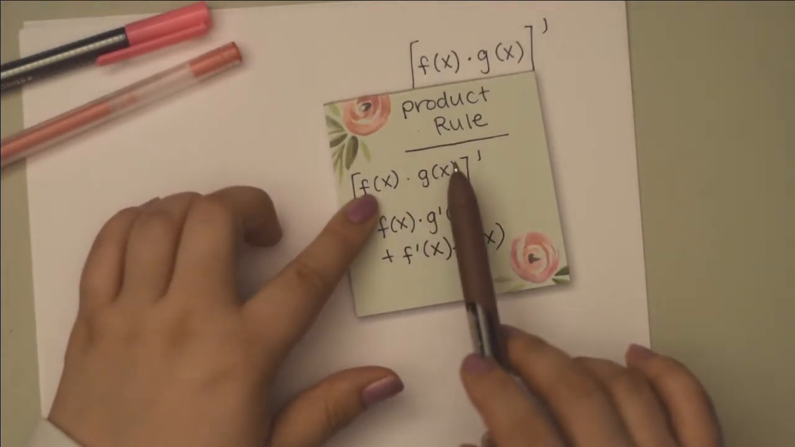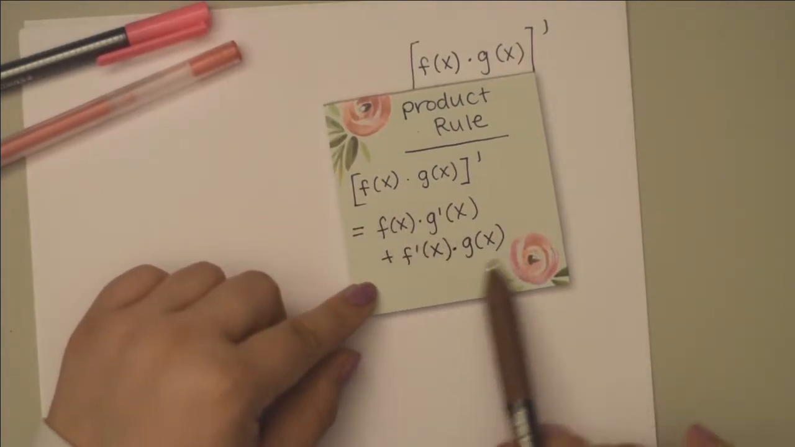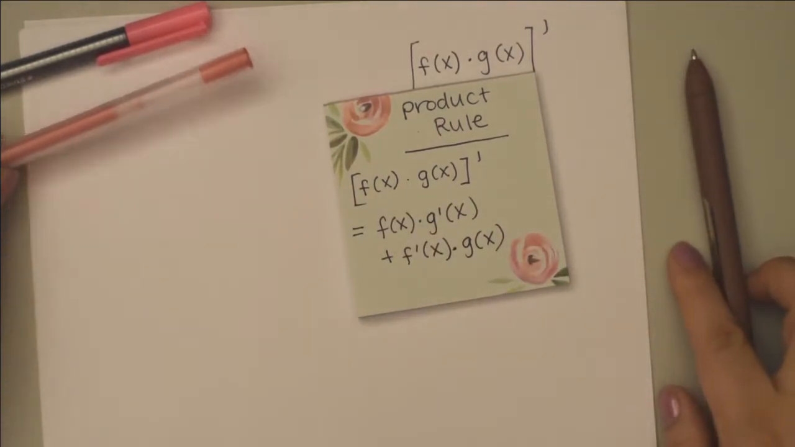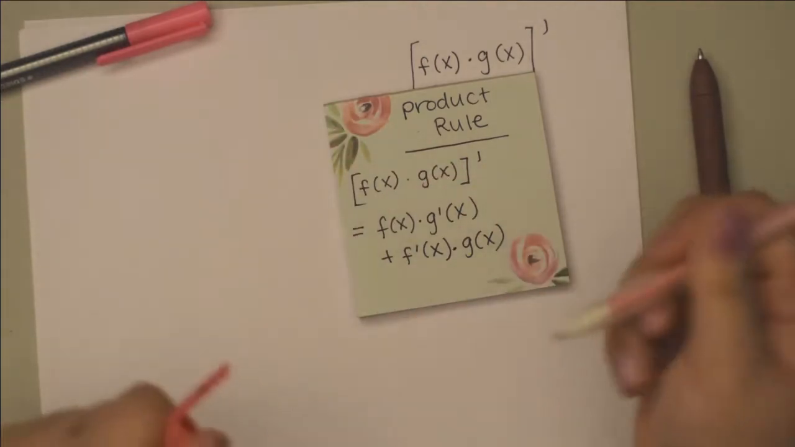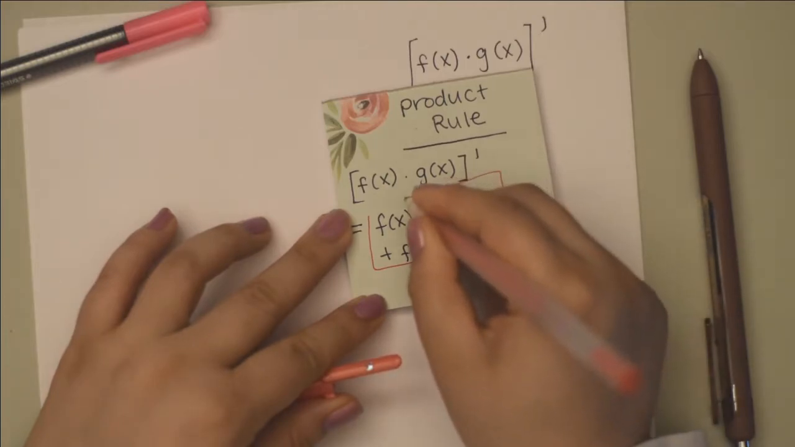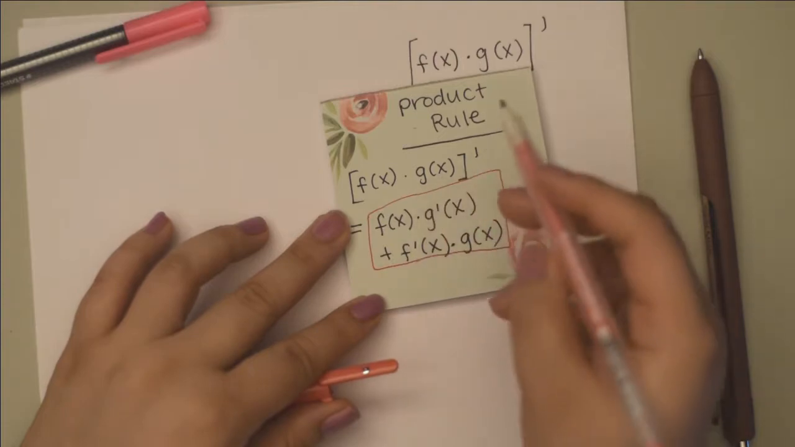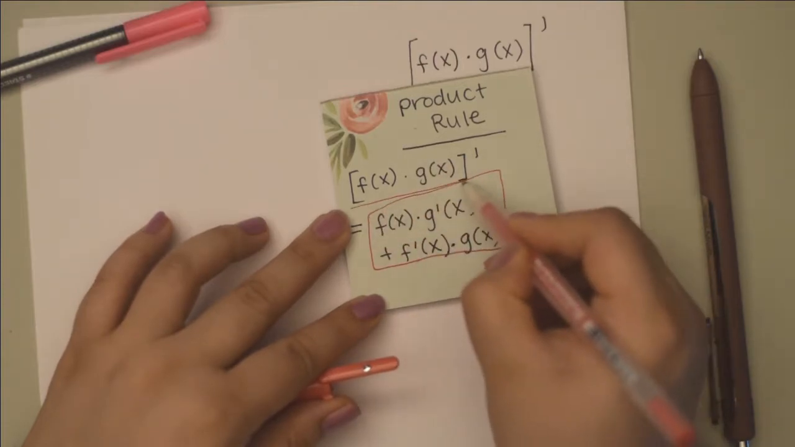So keep this, prime this, plus prime this, keep this. That whole thing together, this whole thing is the derivative of the product. So that is the product rule.